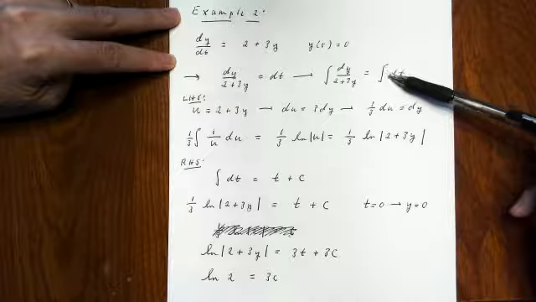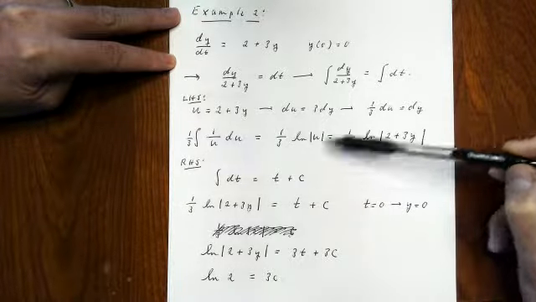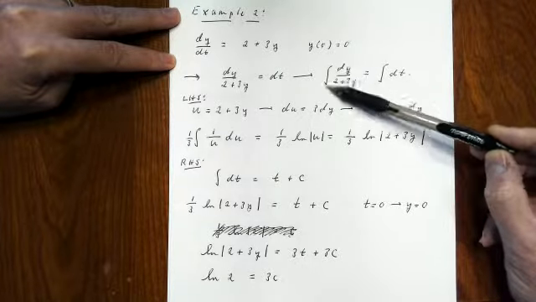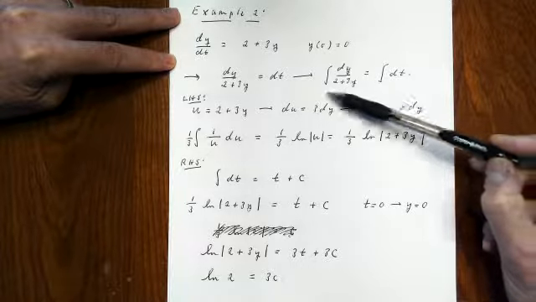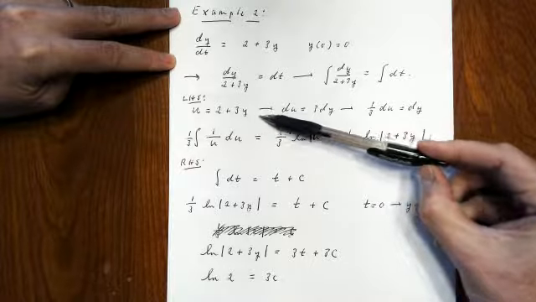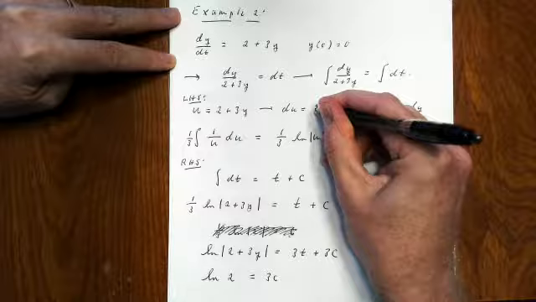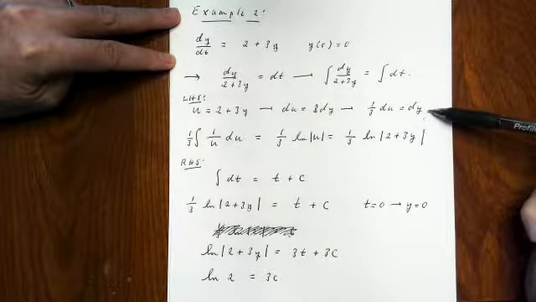If I integrate dt, I get just t plus a constant. Now, if I integrate 1 over 2 plus 3y, I have to be careful and do it by substitution. u equals 2 plus 3y, so du is 3 times dy. This is a 3, which says that 1/3 du is dy.